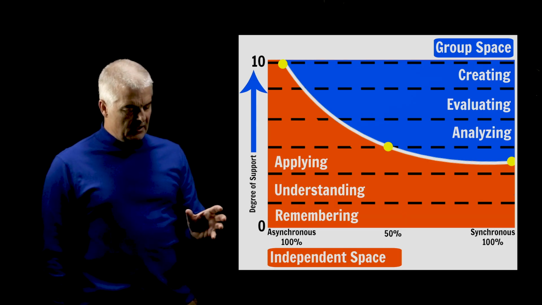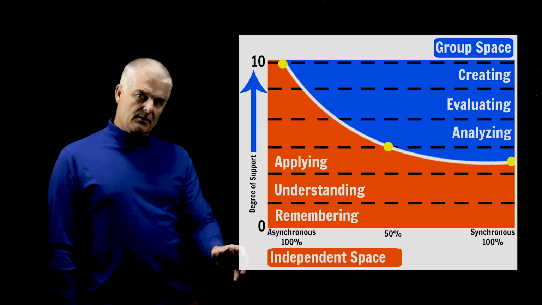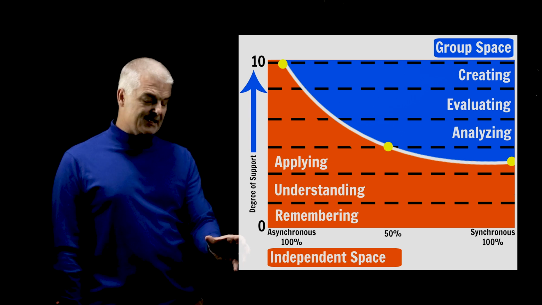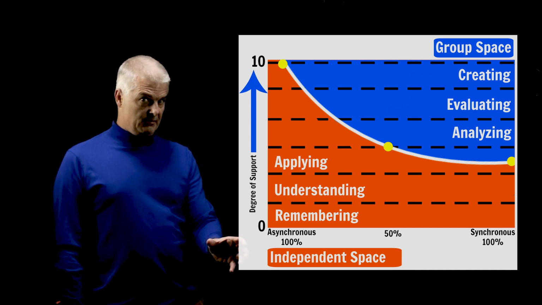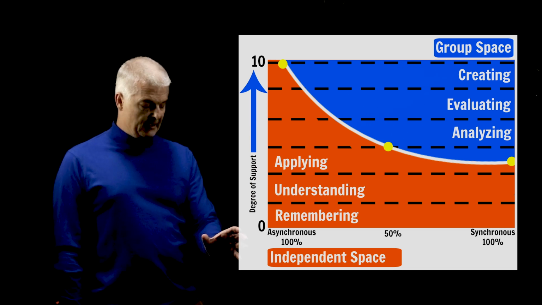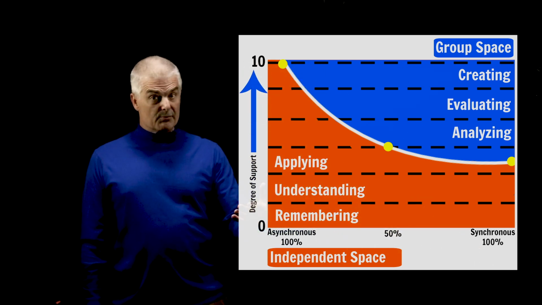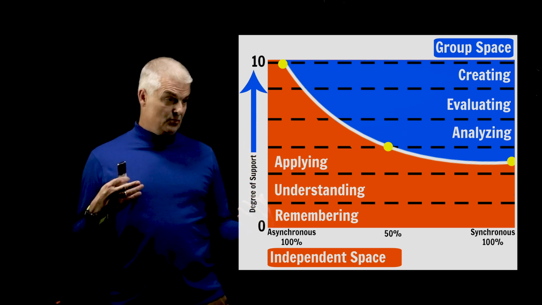So first of all, on the bottom of the table, we've got asynchronous. So completely 100% asynchronous. That means there's no time, none at all, where the teacher is going to get with all the students at the same time, even in a virtual room. Got it? And over on this end, we've got the opposite, where it's 100% synchronous time. That's likely in a face-to-face school.